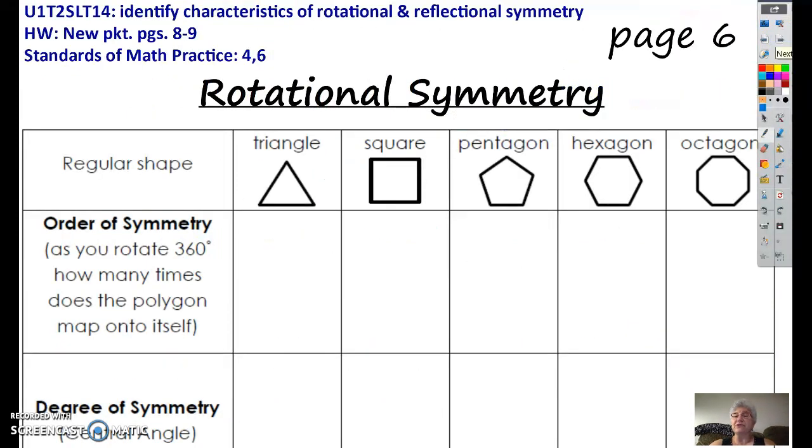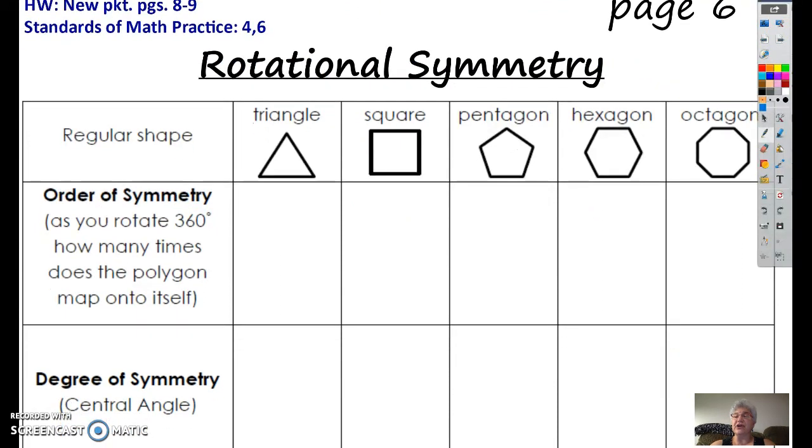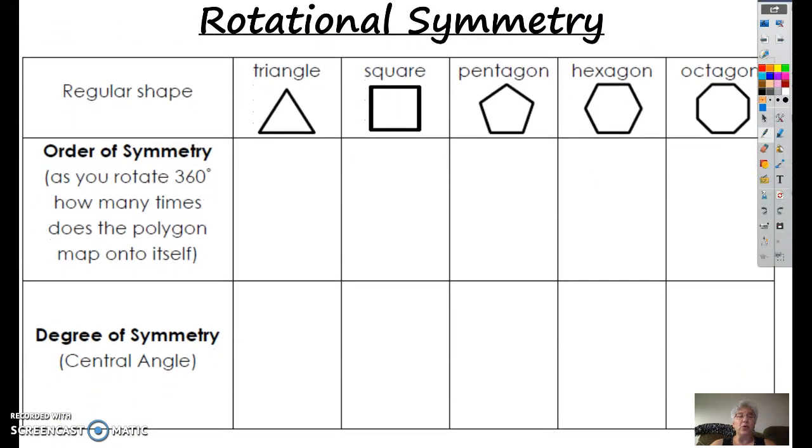Okay, so for our rotational symmetry, we are trying to calculate both the order of symmetry. So as we rotate it fully around 360 degrees, how many times does the polygon map onto itself? There's that word map again. So it's basically mapping the pre-image to the image. And then also for every one of these polygons, the degree of symmetry or the measure of the central angle.